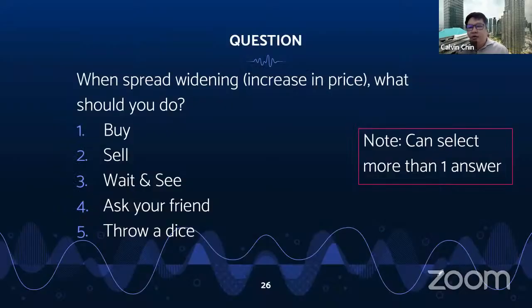Okay, question. I need your participation. When the spread is widening, increasing in price, what should you do? Can you type into the chat box? Okay, let me see. One, buy. So obviously it's buy. I think most of you got the answer. Okay, good. Next.